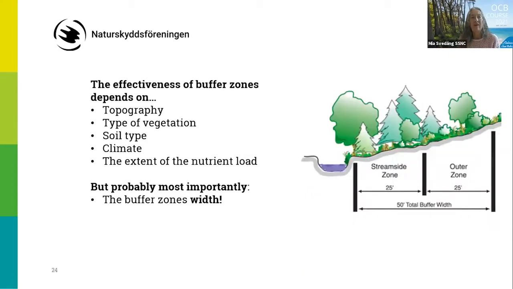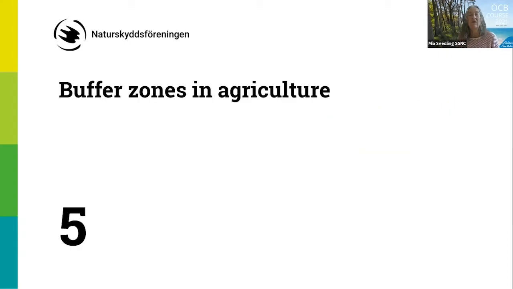The effectiveness of buffer zones depends on different things. For instance, topography, which type of vegetation you have alongside the water, which soil type there is, the climate, and the extent of the nutrient load, of course. But the probably most important thing is the width of the buffer zone, how broad it is. So a few words about buffer zones in agriculture then.